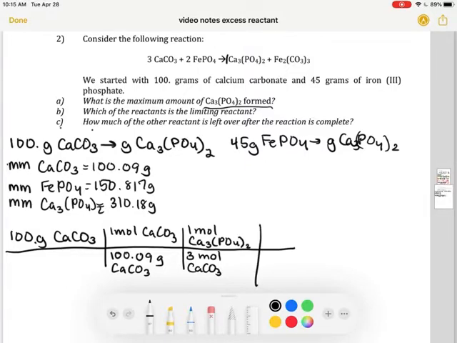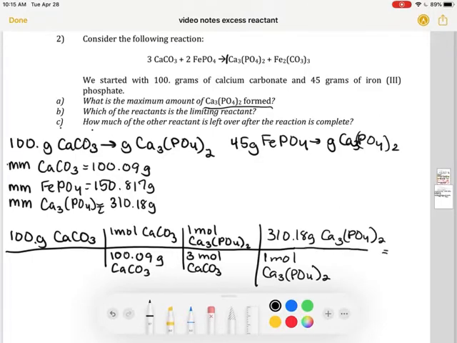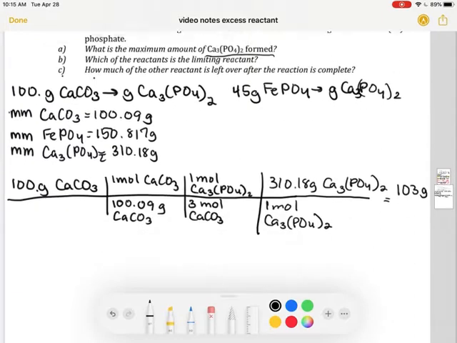Okay, and then now we want to figure out how many grams of calcium phosphate we can make. 1 mole of calcium phosphate, we get 310.18 grams of calcium phosphate, Ca3(PO4)2. Okay, so when you put that in your calculator and you round to 3 sig figs, as you should, you get 103 grams.